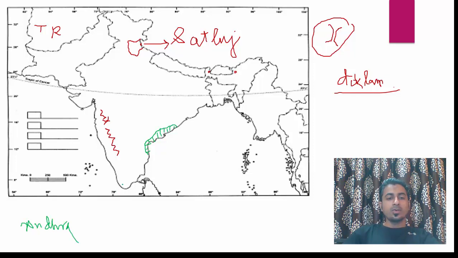Then the coastline of Tamil Nadu is known as Coromandel Coast. You have to shade like this because a coast is not a point or a single line. A coast is very big. So this is Nadan Sarkar, this is Coromandel. Then the coastline of Kerala is known as Malabar.